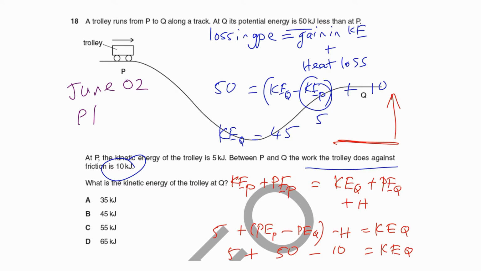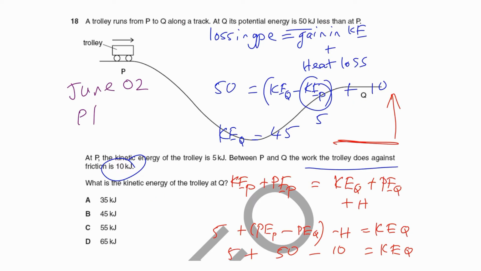Right, we are going to do some questions on conservation of energy. So in this question, we have a trolley that runs from P all the way to Q. Now they already told you the PE at Q is 50 kilojoules less than at P. And they also gave you the KE at P. And there's also work done against friction. So what is the KE at Q?